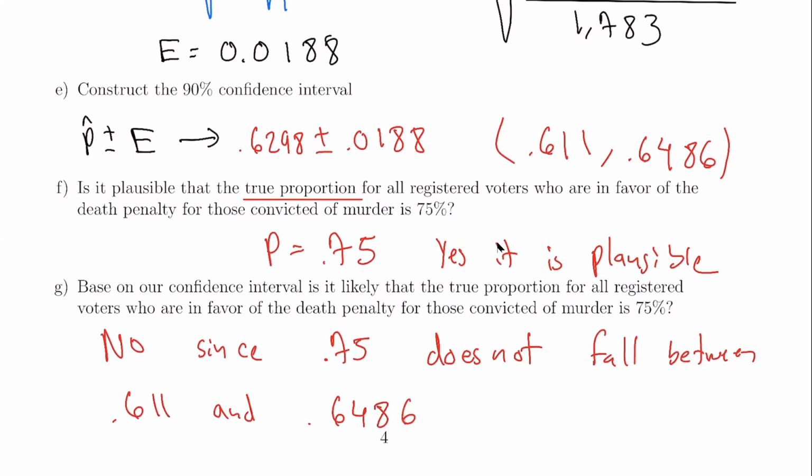Because for F, we're going based off of not knowing anything. For F, we don't want to use a confidence interval because it's not asking us to. For part G, since it's asking us to make our decision based off of the confidence interval, we're using the confidence interval that we found in part E. But for F, you just say, hey, anything is plausible. It's plausible that 5% of people are in favor of that, or 60%, or 62%. So anything is plausible. But for G, since they're asking us to use the information from part E, you want to say no, since 0.75 doesn't fall between 0.611 and 0.6486.